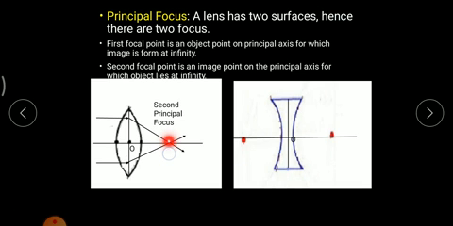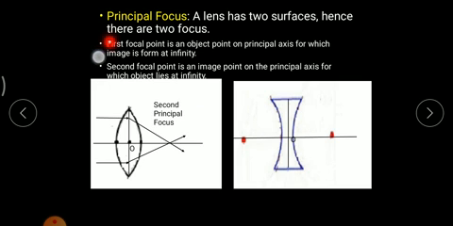That particular point is nothing but a principal focus. That principal focus, more precisely, we say it as second principal focus. Why am I using second principal focus? You will understand slowly and steadily as you progress towards the next standard. But I will tell in glimpses what exactly we mean by second and first principal focus.